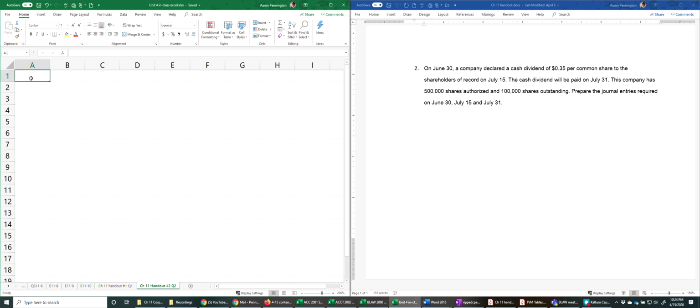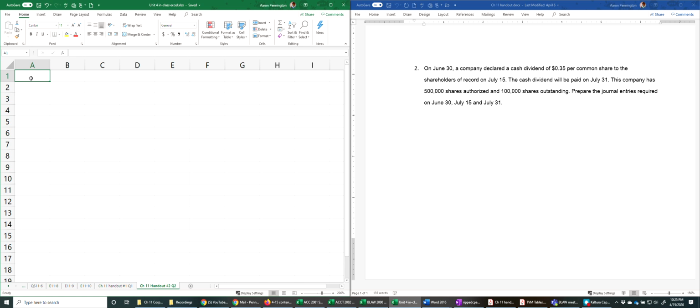Okay, so let's start in with the second question of this handout I asked you guys to take a look at. On June 30th, the company declared a cash dividend of 35 cents per common share to the shareholders of record on July 15th. The cash dividend will be paid on July 31st. The company has 500,000 shares authorized, 100,000 shares outstanding. Prepare the journal entries required on June 30th, July 15th, and July 31st.